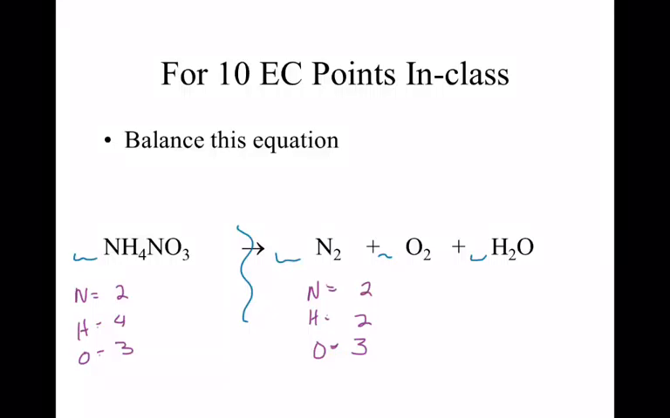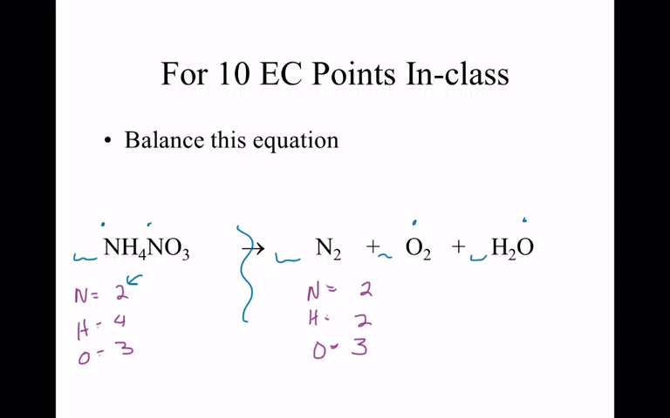Don't forget that you actually have 2 nitrogens there. And then over here, you have to recognize that you actually have oxygen in 2 places. So we started with 3 oxygens. So I would start with trying to fix my hydrogens. I have 4 on the reactant side. If I want 4 on the product side, let's start there.